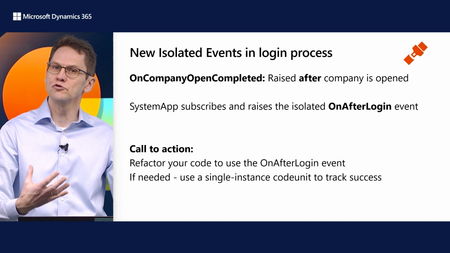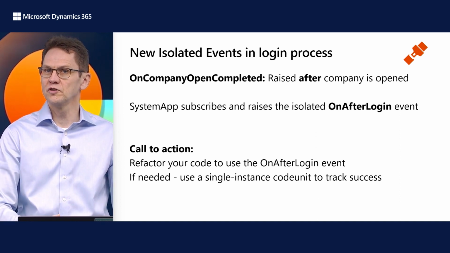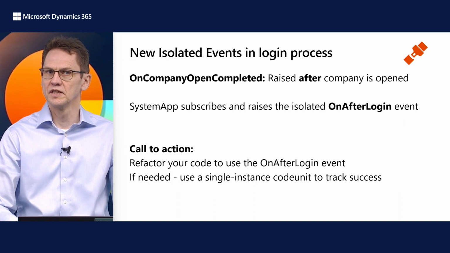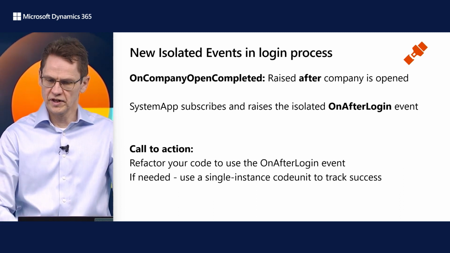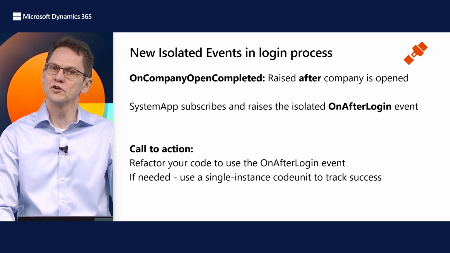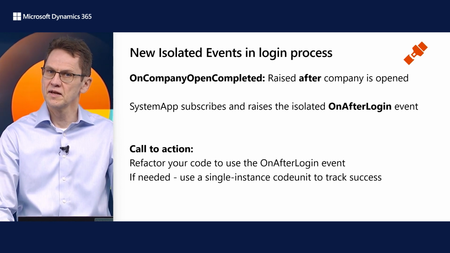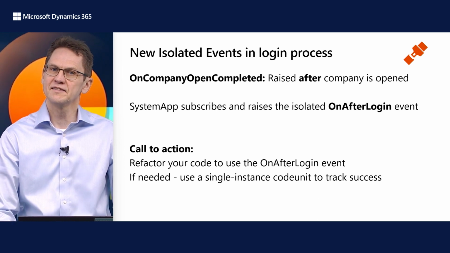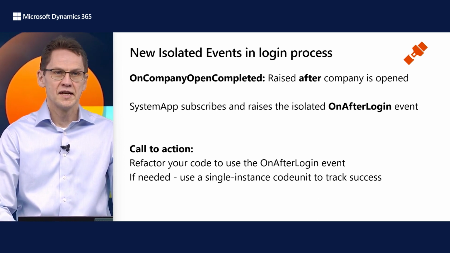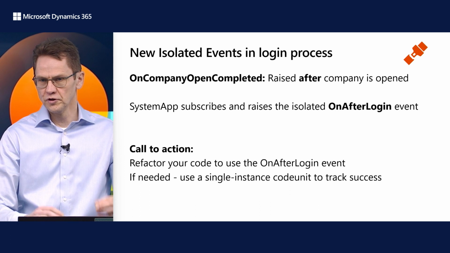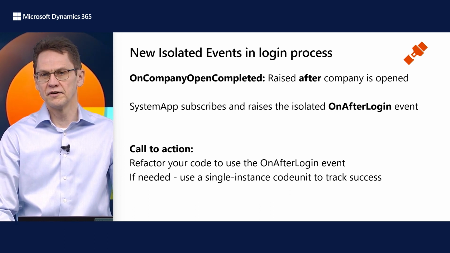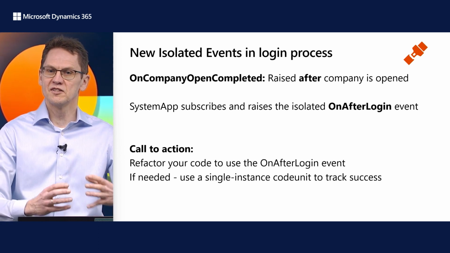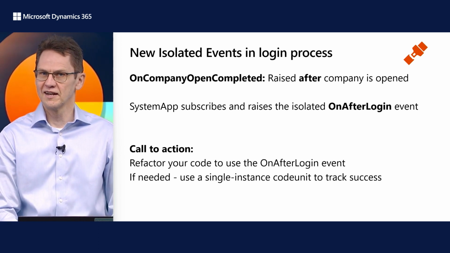Now if you need to track whether your code actually executed completely to the end successfully, then one way of doing that is to use a single instance codeunit to track success, and then you just set the boolean to true as the last thing you do in your event subscriber. This way, if your code causes an error, then it only means that your code is affected. It does not mean that the users no longer can log in.